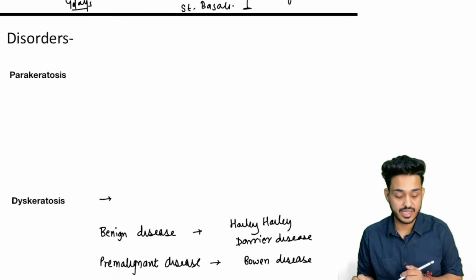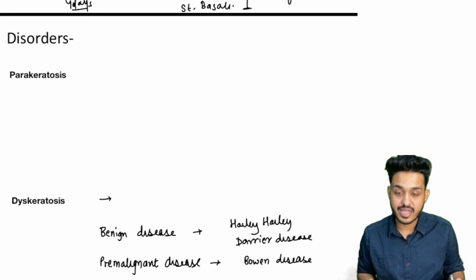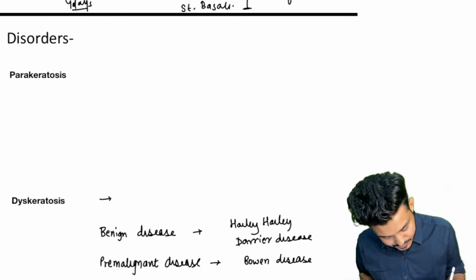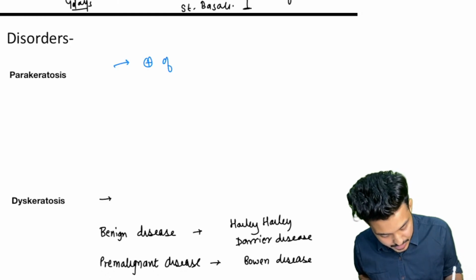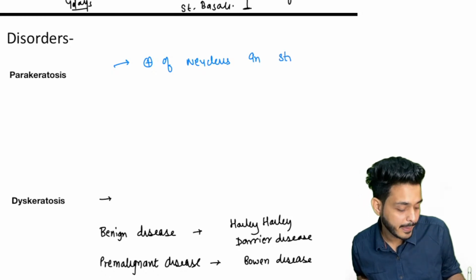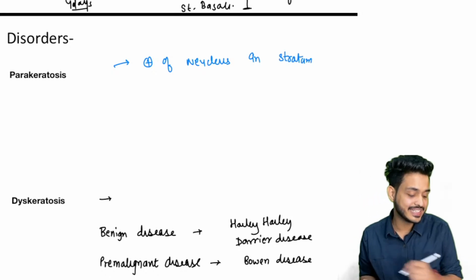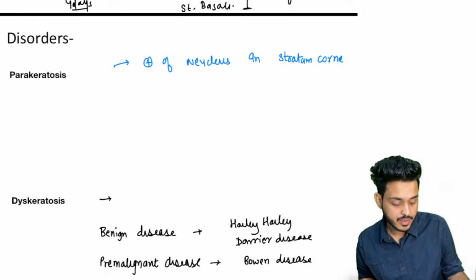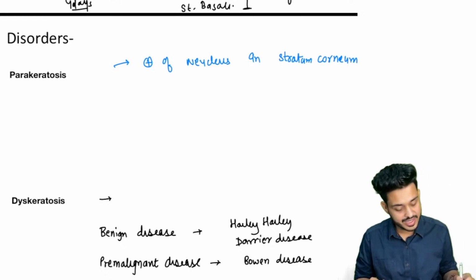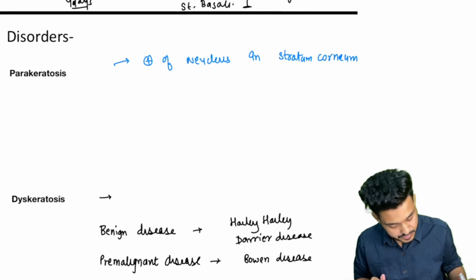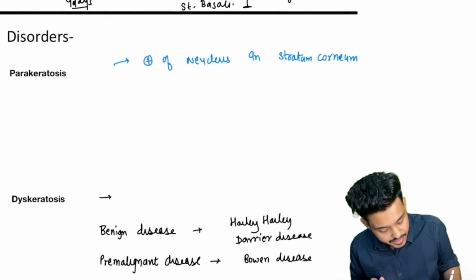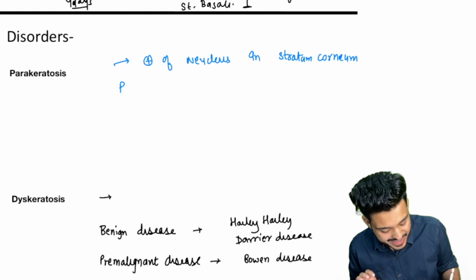First disorder is parakeratosis. What is the meaning of parakeratosis? The meaning of parakeratosis, guys, is the presence of nucleus in the stratum corneum. Okay, that is parakeratosis. Where will we find it? First thing, you can remember with the help of a mnemonic, that is PEACE.